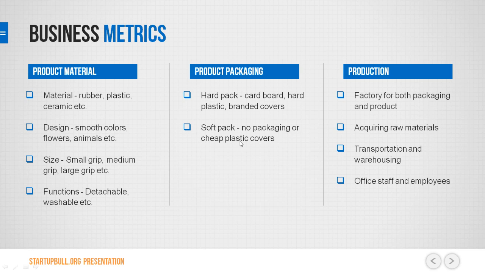The packaging of the material. 1. Hard pack: cardboard, hard plastic, branded covers. 2. Soft pack: no packaging or cheap plastic covers. Production. 1. Factory for both packaging and product. 2. Acquiring raw materials. 3. Transportation and warehousing. 4. Office staff and employees.